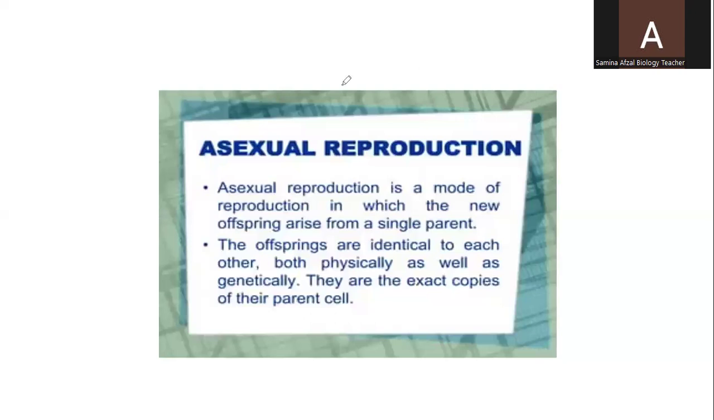Asexual reproduction: a, without sex. It means in this type of reproduction, there is no need for fusion of gametes. Only a single parent is required. The offspring produced as a result of asexual reproduction will be identical with one another, not only physically but also genetically. They will be exact copies of their parents, just like their parents.